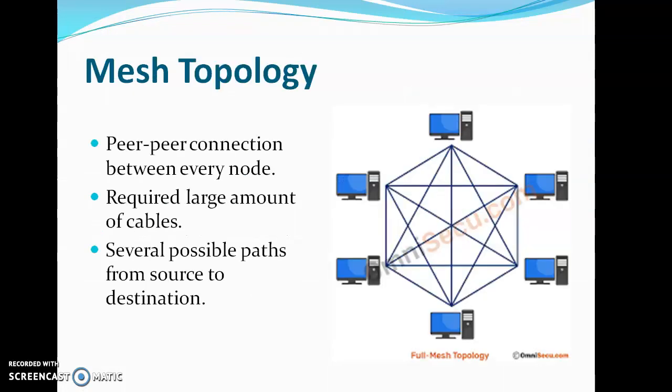And then the last one here is the mesh topology. Mesh topology has a direct connection between each and every device that is connected in a network. So say if I have 100 devices in a network, these 100 devices will be able to directly interconnect with each other. So even if any of the machines stops working, there will always be another possible route through which my machine can communicate with any other machine.